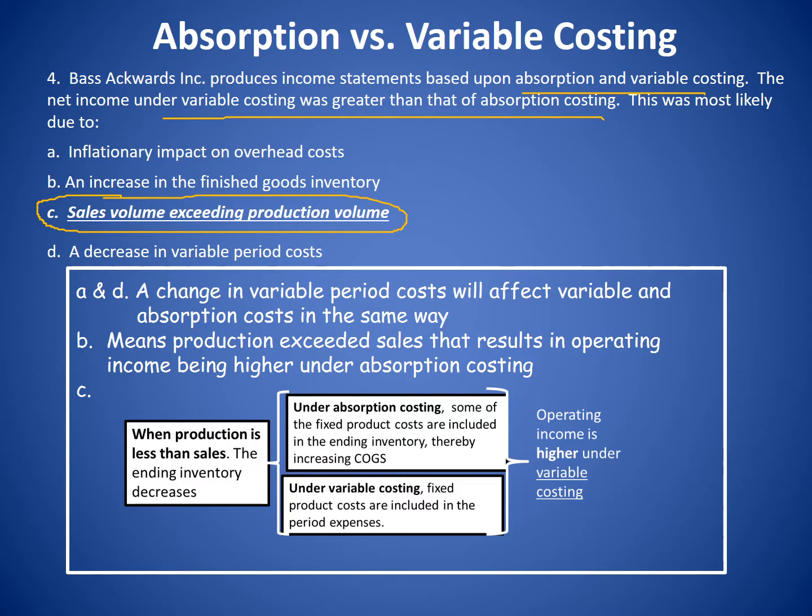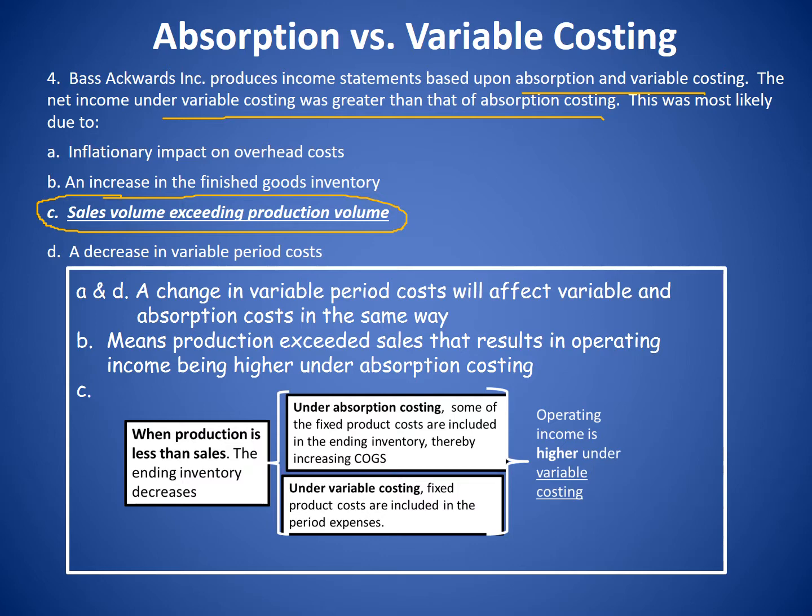Okay, if we take a look at the answers here, we take a look at A and D. A and D is a change in variable period cost will affect variable and absorption cost in exactly the same way. If we take a look at B, it means production exceeded sales that result in operating income actually being higher under absorption costing.